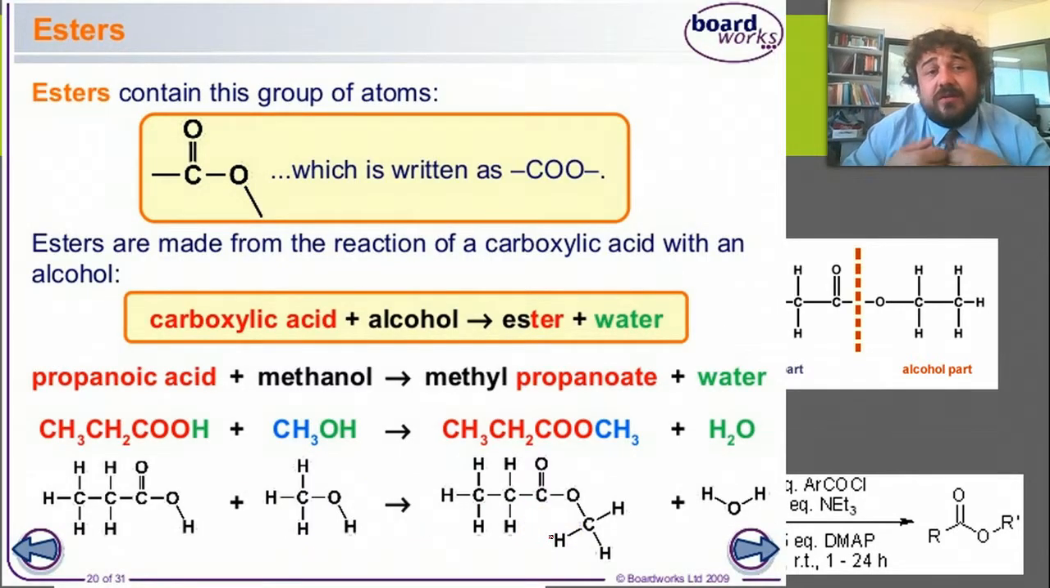Here's a quick example of esterification. You've got propanoic acid plus methanol. The alcohol part gives you methyl, which is this section here. We name the alcohol part first, the acid part second. So methyl propanoate. Propanoic acid plus methanol gives you methyl propanoate plus water.